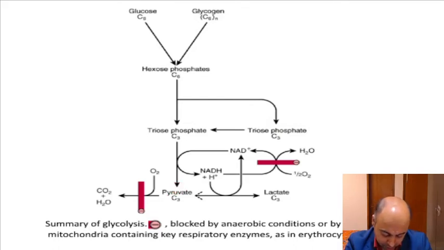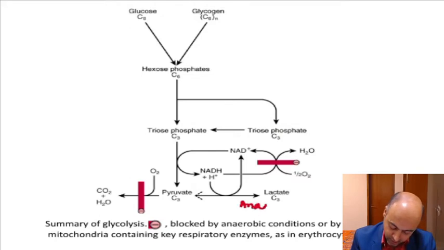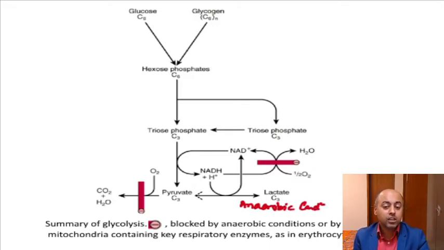Normally, this pyruvate has to go to mitochondria where it undergoes further metabolism in aerobic condition. But if anaerobic condition is there, then the pyruvate will go to lactate. So pyruvate to lactate is happening only in anaerobic condition. Normally it doesn't happen. You also see that normally the NADH is generated, but when you convert pyruvate to lactate, this NADH is used up.